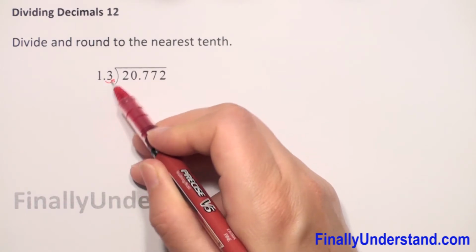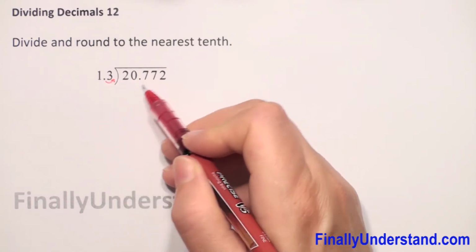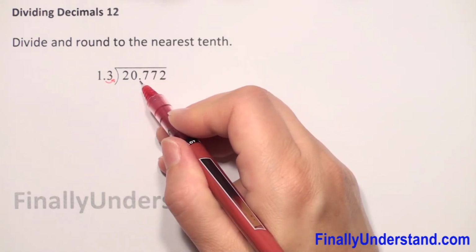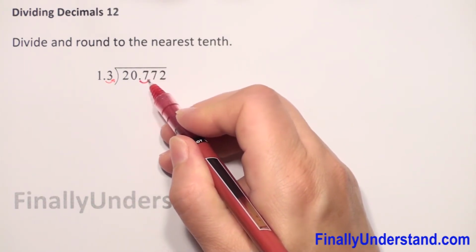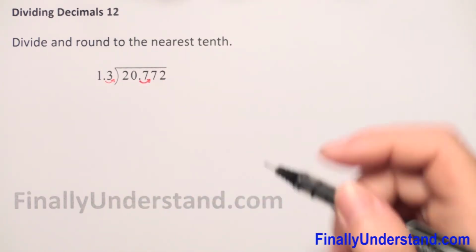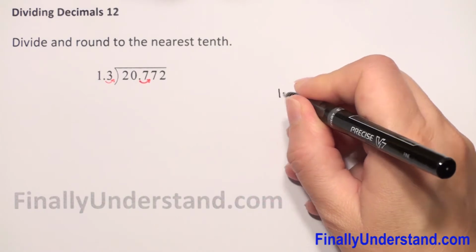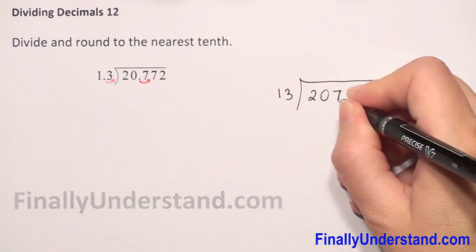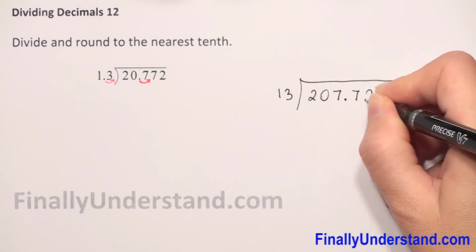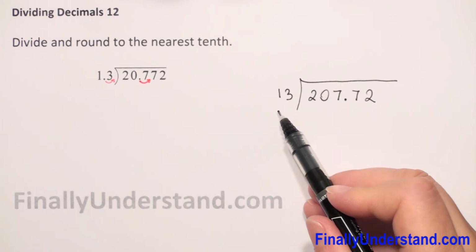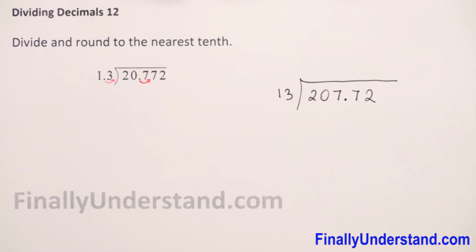Whatever we did with our divisor, we have to do the same with our dividend. So we move the decimal point one digit. Now we can rewrite our two numbers. We have 13 and 207.72. And now, when our divisor is a whole number, we can do long division.